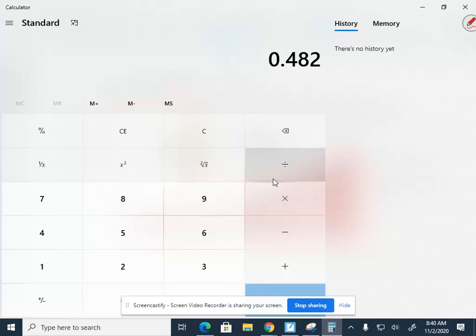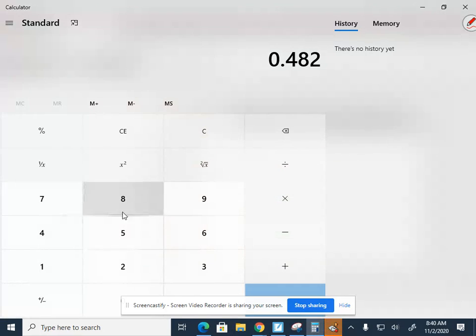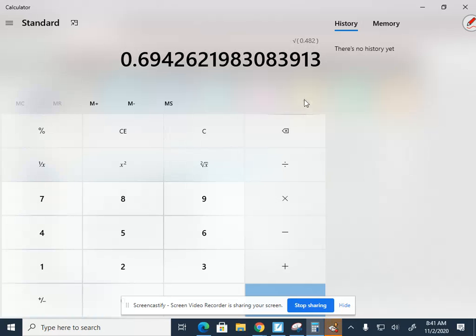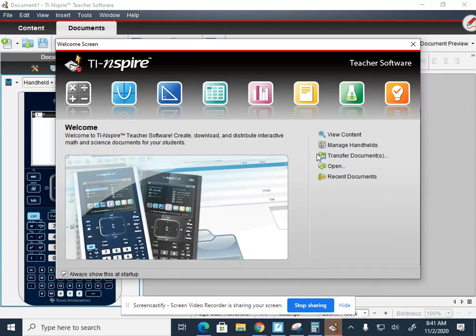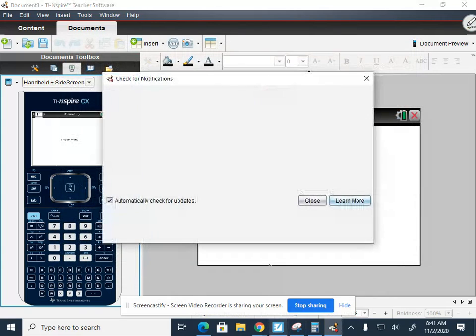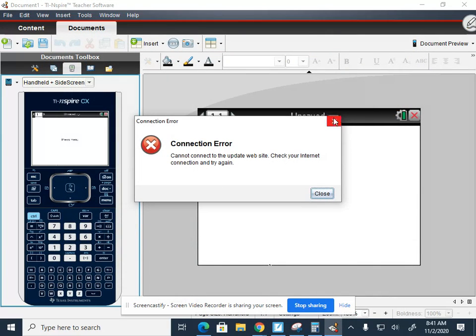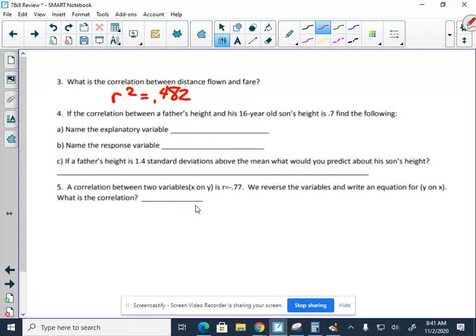Oh, where's the square root sign on this thing? Right above the... Oh. Okay, so we get 0.694. Now, don't forget that you need to go back and look at the graph because it's like an algebra problem. If I were to take the square root, R could be positive 0.69 or R could be negative 0.69. But if you put both, you're going to get this question wrong. It's 1 point.